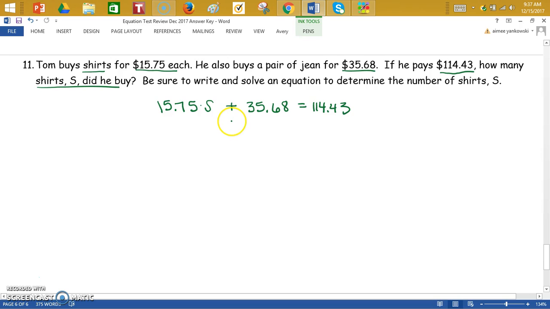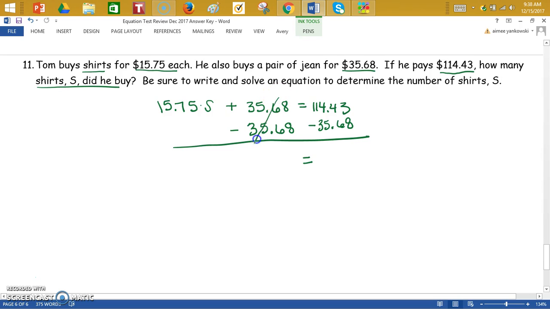Now we just have to solve this two-step equation. We're going to move all constants to one side. So we're going to subtract off this $35.68 because the opposite of addition is subtraction. So we undo addition with subtraction. If I'm going to subtract $35.68 on the left side of the equal sign, I must also subtract $35.68 on the right side of the equal sign, so my equality will remain.